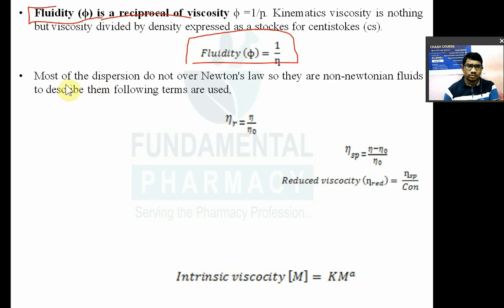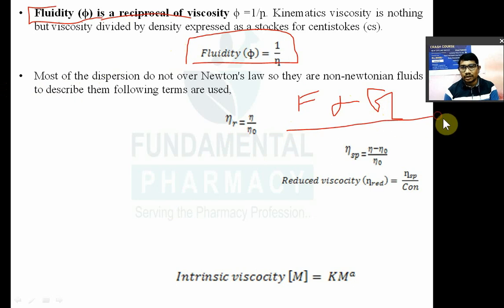So most of the dispersions do not follow Newton's law. Newton's law क्या है? Newton's law है कि F है ना, F is directly proportional to the, मतलब क्या है? So shearing force is directly proportional to the rate of shearing. That is given by Newton's law. And those liquids which follow this Newton's law, they are known as Newtonian liquids. And those liquids or fluids which do not follow this law, न्यूटन का लॉ जो फॉलो करता है उनको अपन बोलते हैं न्यूटोनियन लिक्विड, जो फॉलो नहीं करता उनको बोलते हैं नॉन न्यूटोनियन लिक्विड.